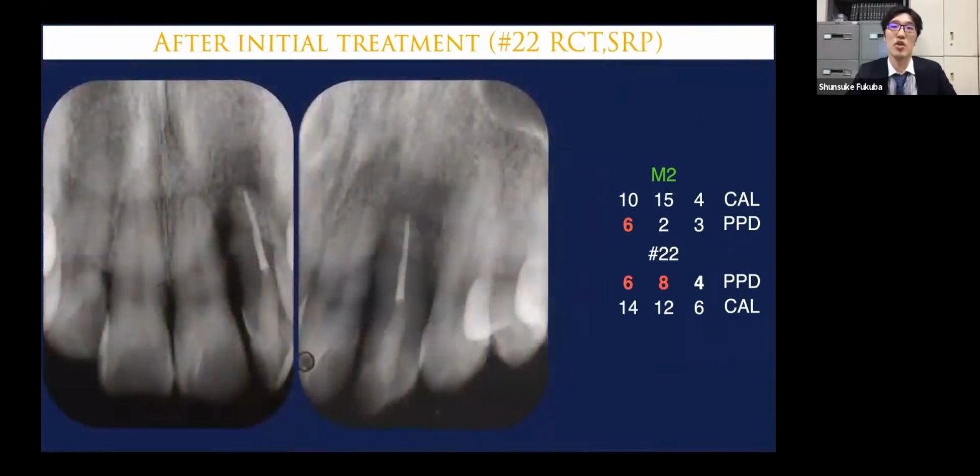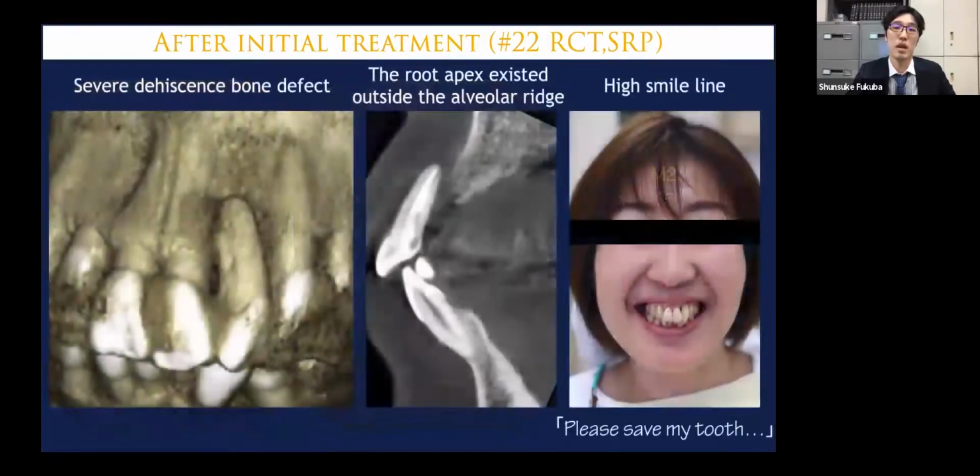Dental X-ray images show severe bone loss around the root. From the CBCT images, bone loss extended beyond the apex, and also the apex exists outside the alveolar ridge. Gingival recession with her high smile line raised the aesthetic problem. She denied the tooth extraction and wanted to save her tooth at any cost.